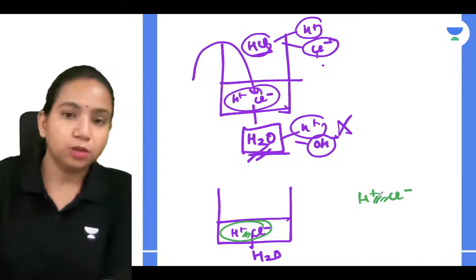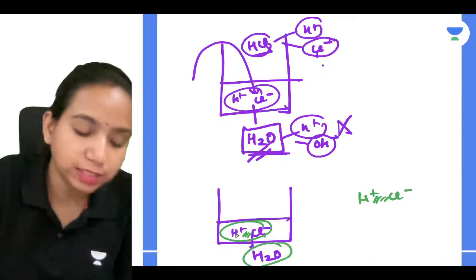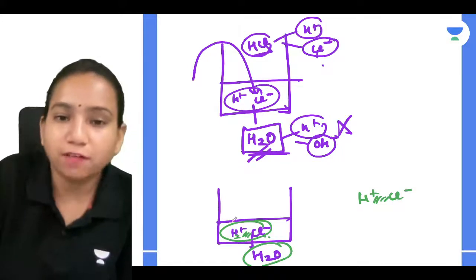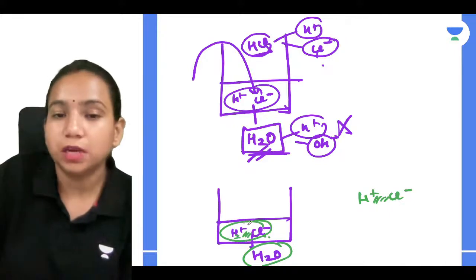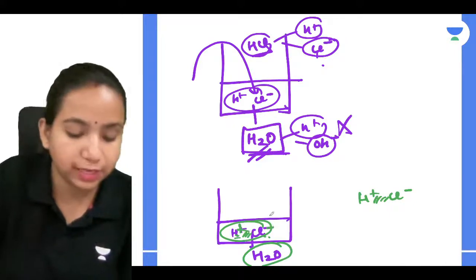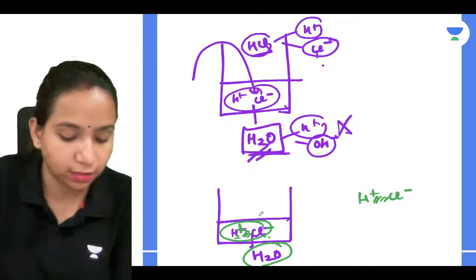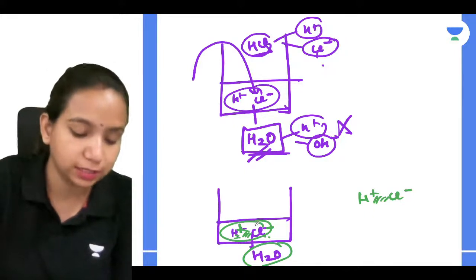Getting this? Because you have water, H plus and Cl minus ions, obviously you will have the aqueous forms of these ions, but they are oppositely charged. They will get attracted to each other. So that's why it still remains an acid.